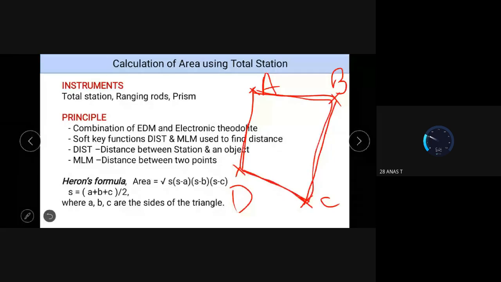For that, we will be setting our instrument anywhere. So maybe here or anywhere. It can be inside this polygon or it can be outside this polygon. So actually, if this is a polygon, how will you find the area?